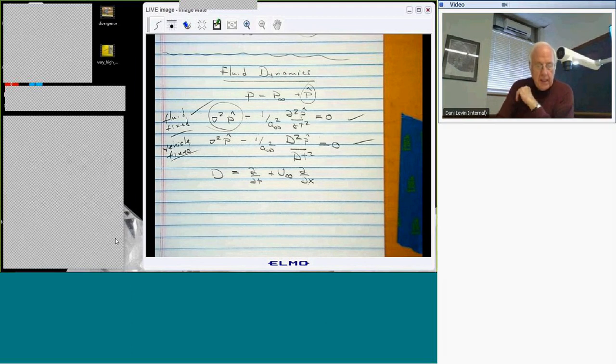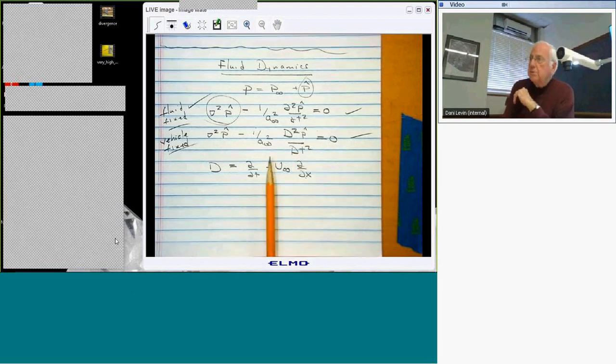The reason is I have to solve this partial differential equation for pressure. But in every partial differential equation, there's some other data that I need to solve that equation. And what are they? Initial conditions, yes. And what else? Boundary conditions.